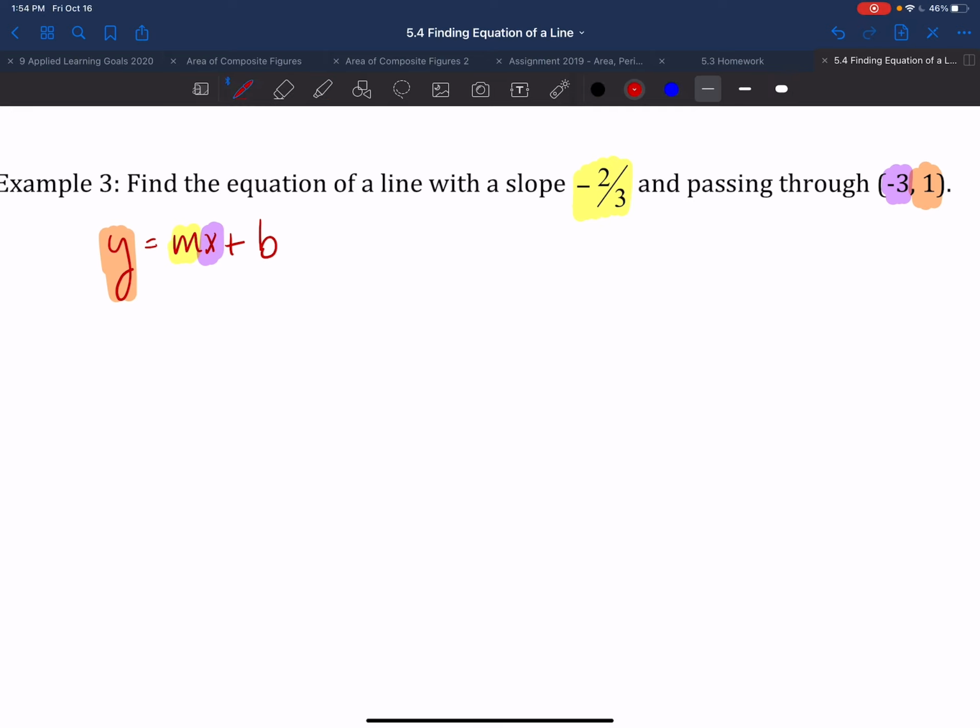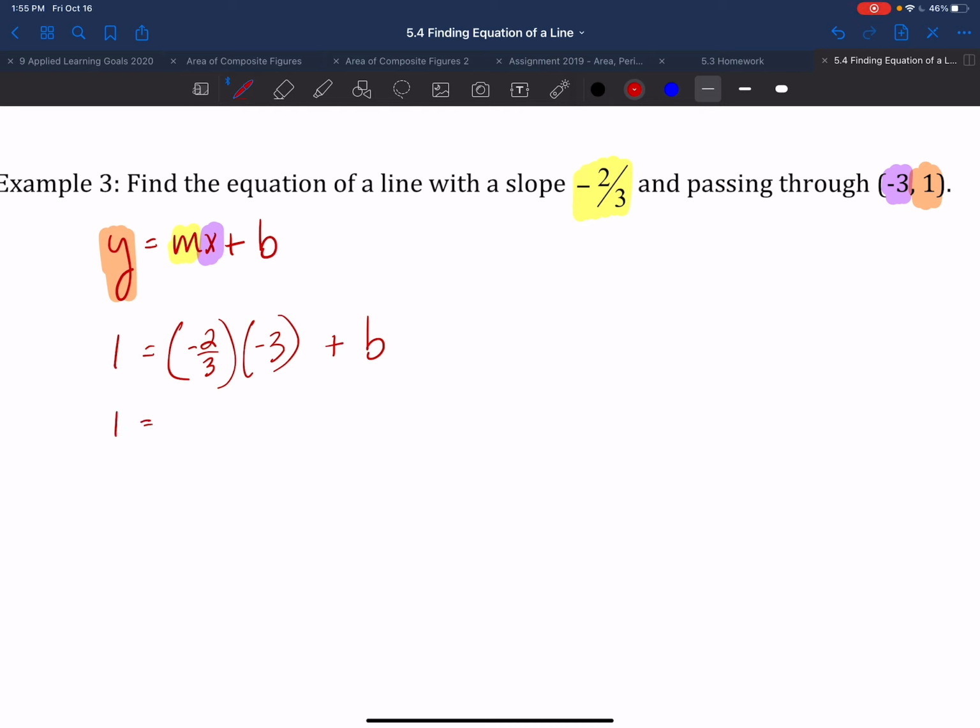So they told me that the slope is negative 2 over 3, which means I can change m to negative 2 over 3. They tell me that it passes through the point negative 3, 1. So that means that x and that y are on the line. So I would replace x and y with that point, x is negative 3, y is 1. Okay, so now we're going to solve for b.